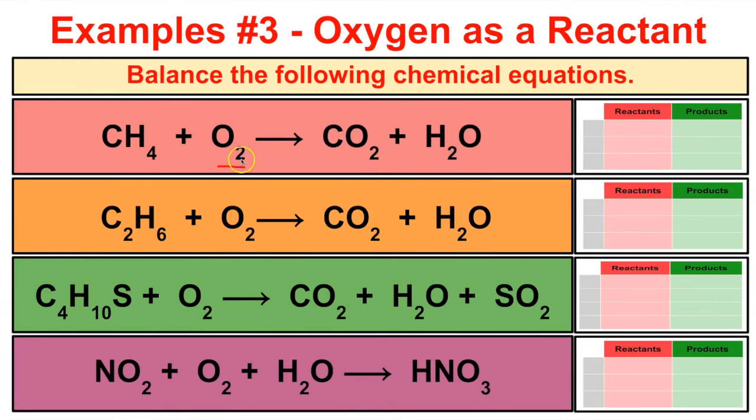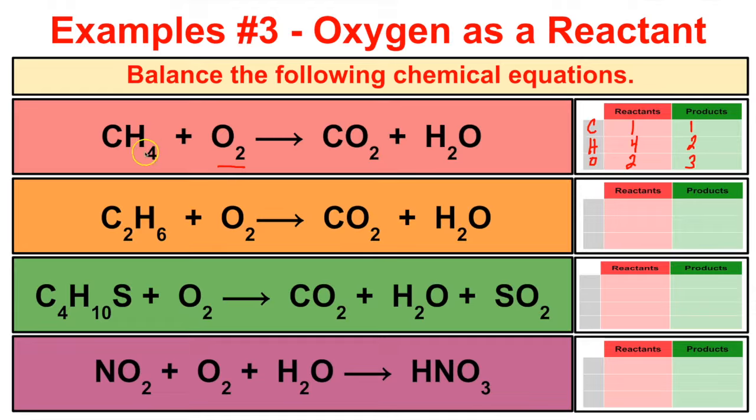In this problem right here, we have carbon, hydrogen and oxygen. We have 1 carbon atom on the reactant side, 4 hydrogens, and 2 oxygens. And on the product side here, we have 1 carbon, 2 hydrogens, and 3 oxygens. So our chemical equation is not balanced. Whenever you have O2 on the reactant side all by itself, I recommend balancing it last. Balance the oxygens last and balance everything else first.